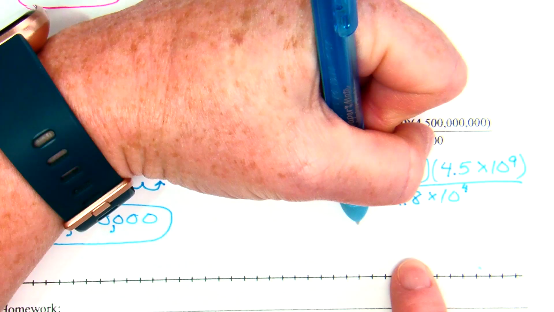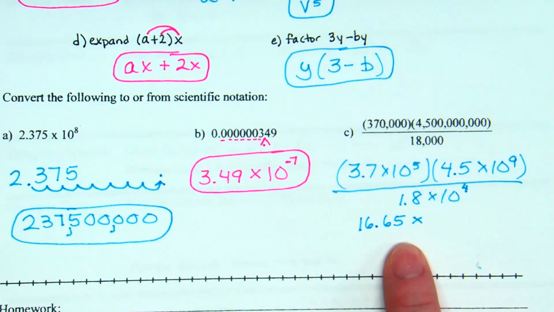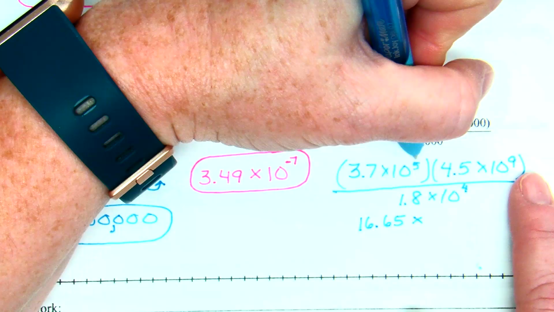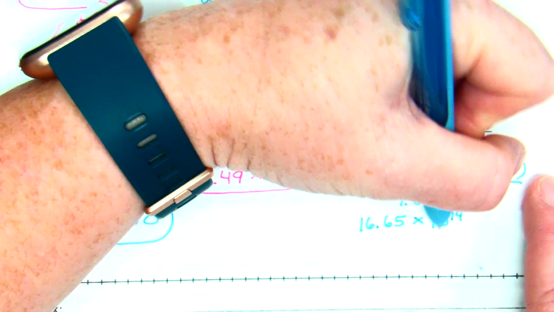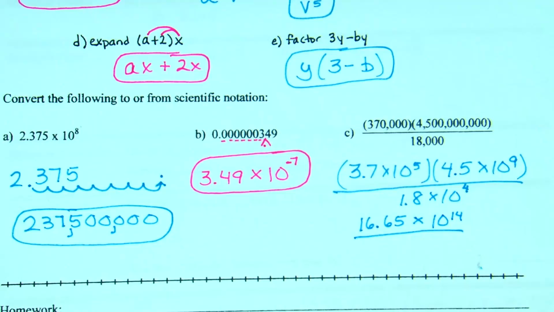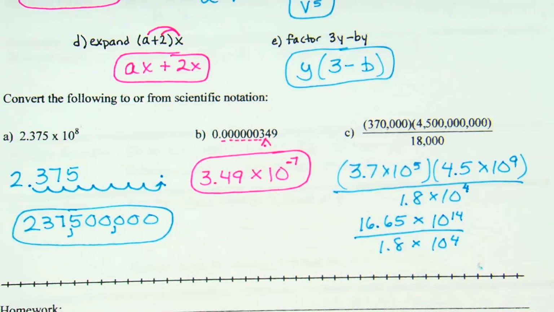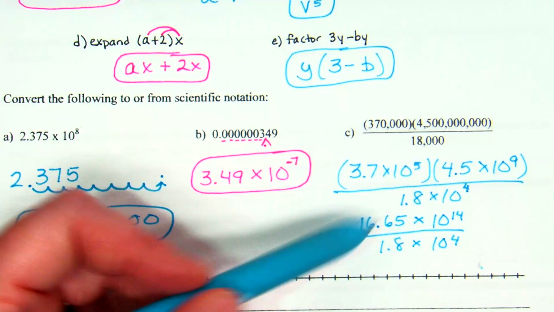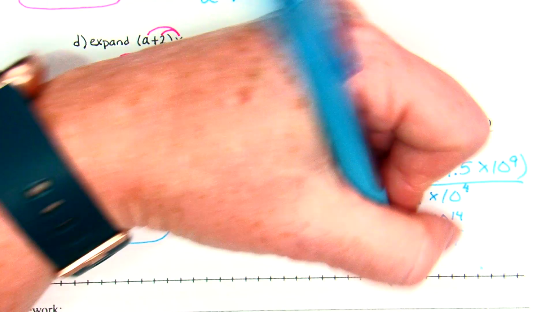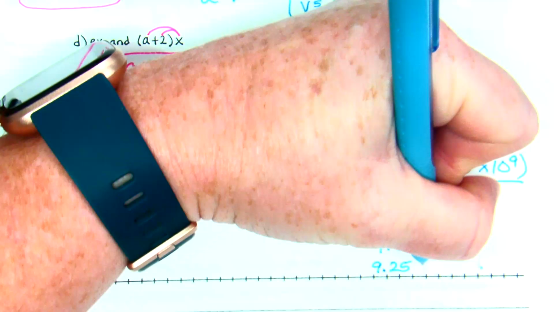And then what is 10 to the 5th times 10 to the 9th? 10 to the 14th. Bases are the same. Keep the base. Add the exponents. My denominator was already 1.8 times 10 to the 4th. Can we essentially do the same thing now with division? Divide the pieces. What is 16.65 divided by 1.8? 9.25 times... what is 10 to the 14th divided by 10 to the 4th? 10 to the 10th, because we're subtracting our exponents.